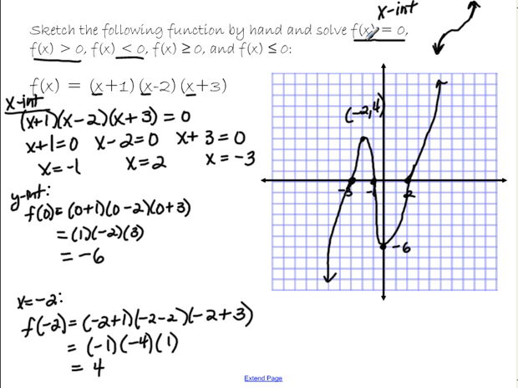So for part A, where are the solutions to f of x is equal to 0? Well, f of x is equal to 0 at the intercept points, which would be at -3, -1, and 2.